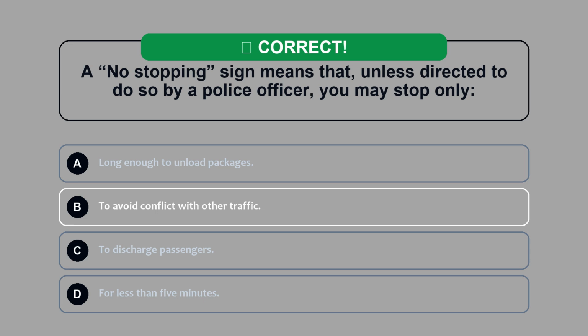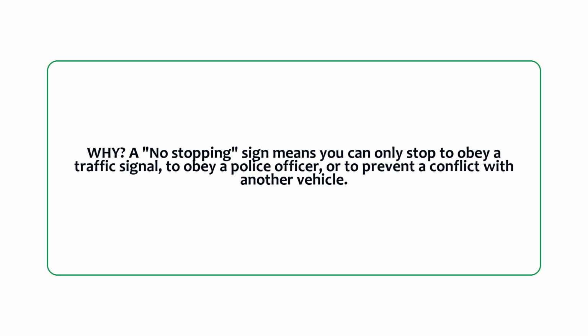The correct answer is option B. To avoid conflict with other traffic. Explanation. A no stopping sign means you can only stop to obey a traffic signal, to obey a police officer, or to prevent a conflict with another vehicle.